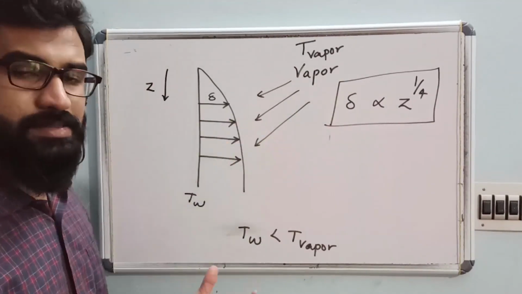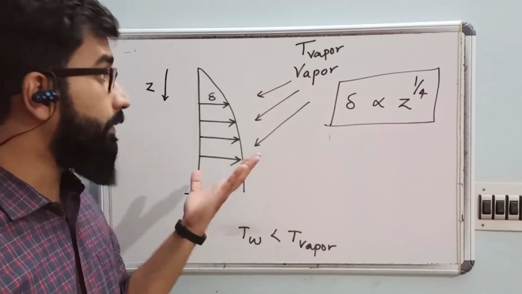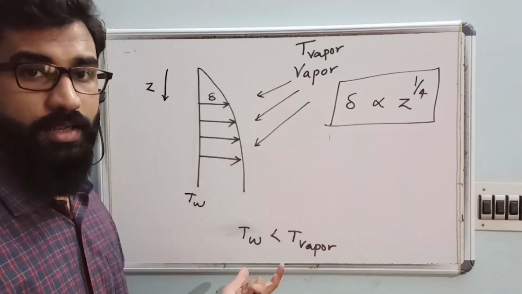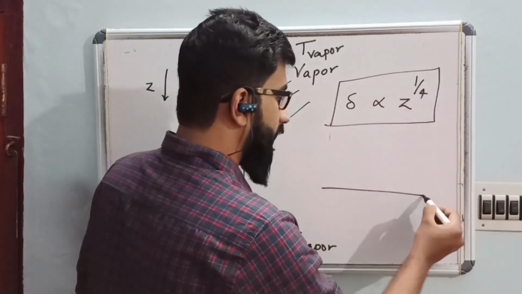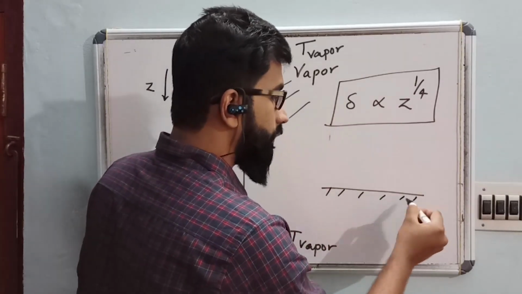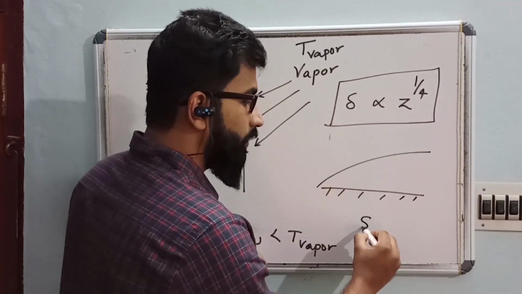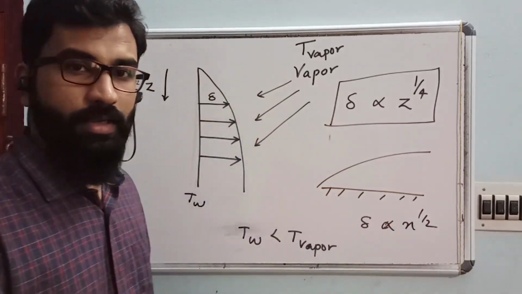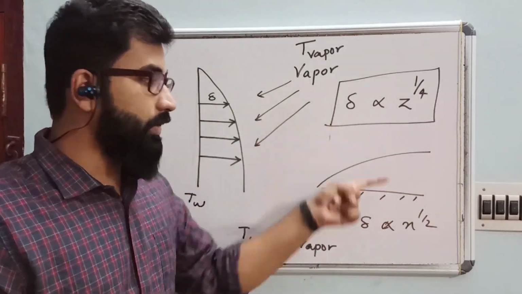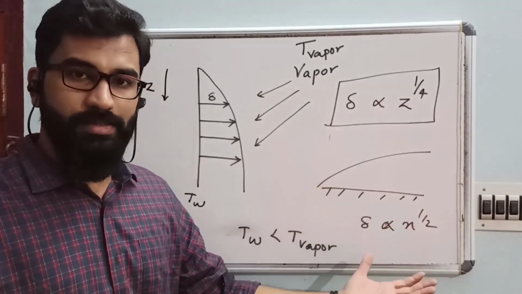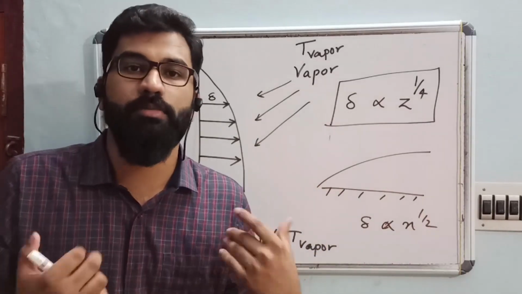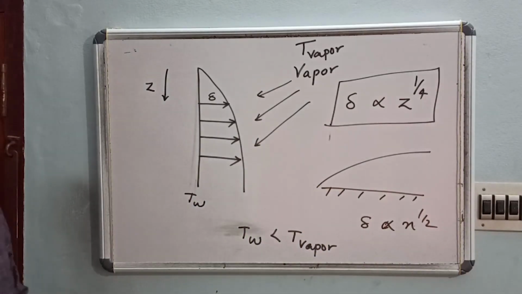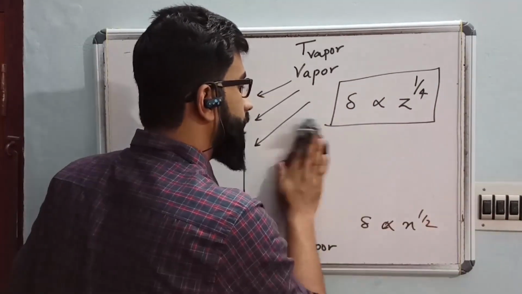This is laminar film-wise condensation on a vertical surface, right? If you remember in fluid mechanics, in the same way, laminar boundary layer thickness is proportional to what? X power half. Clear? So whenever you study, always compare these formulas, so it will be easier for us to remember things. Clear? So del is proportional to Z power 1 by 4.